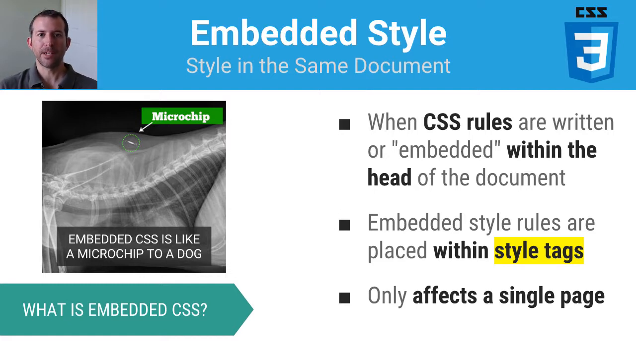To remember embedded style, I normally think of a microchip. When I took my dog to the vet, they put a microchip right in the back of its neck, and it embedded a little chip in its body. So although the chip is within my dog's body, it is separate and self-contained. And I want you to think of embedded style in this way. It is inside the web page, but it is separate and self-contained in its own style section.